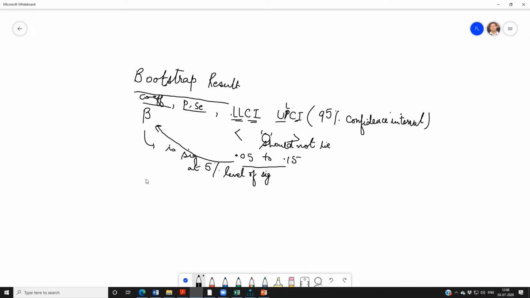Remember what test we are checking. Our hypothesis test is beta equal to 0, beta not equal to 0. Beta is the regression coefficient. And what is the test in regressions? We want to have our regression coefficients not equal to 0.